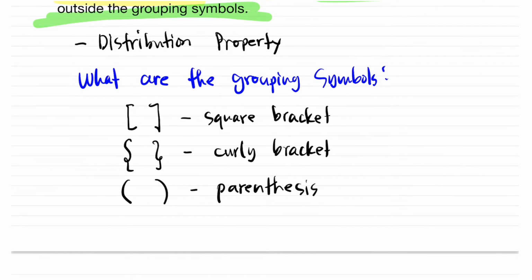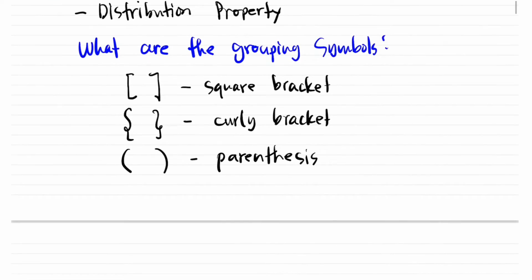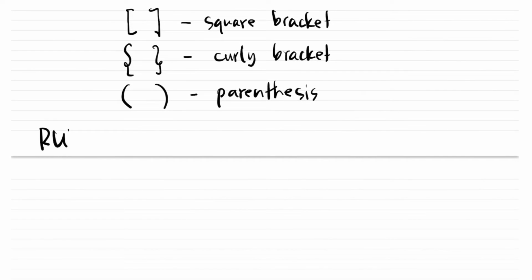So how do we simplify them? Alright, first you multiply whatever is outside the bracket to what is inside the bracket. Okay, now we are going to follow certain rules so that we will be guided.